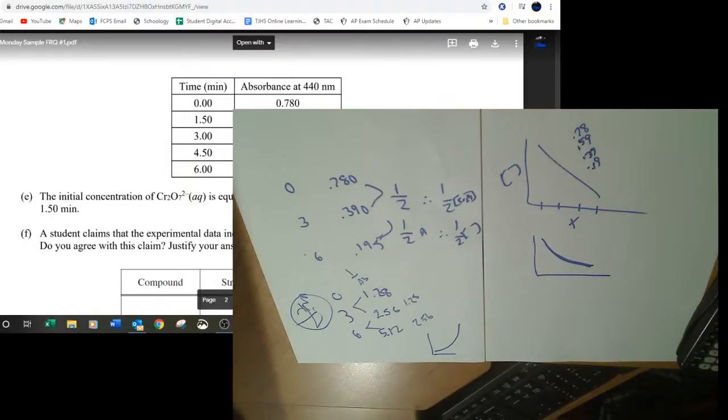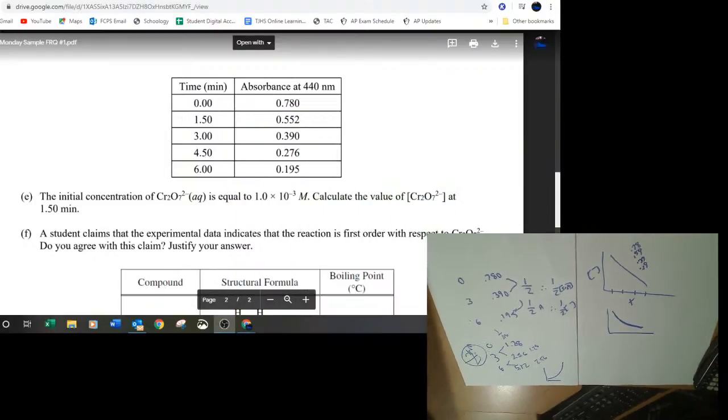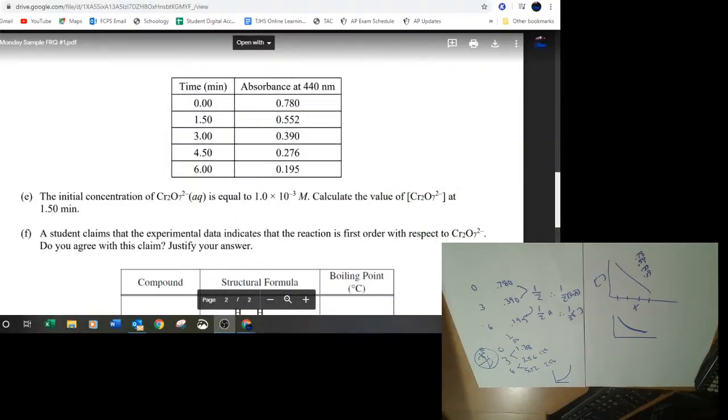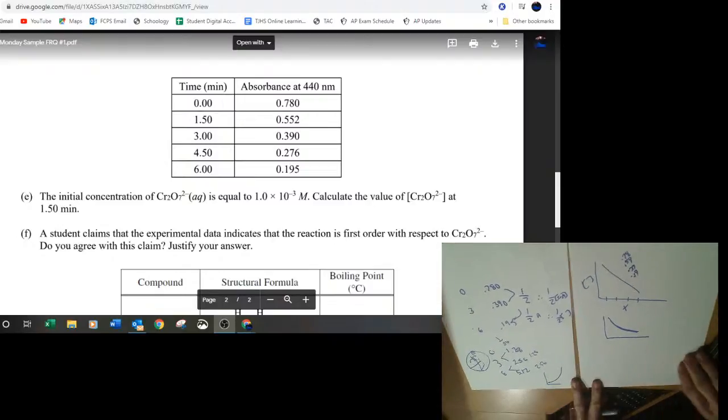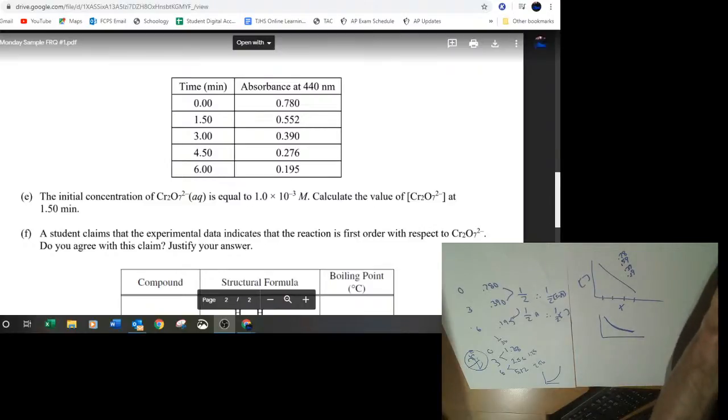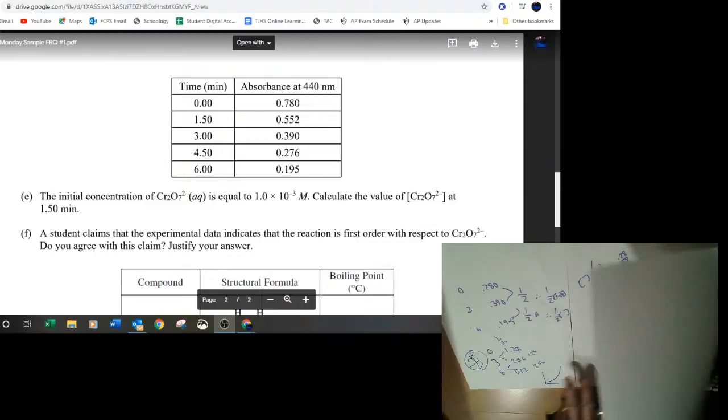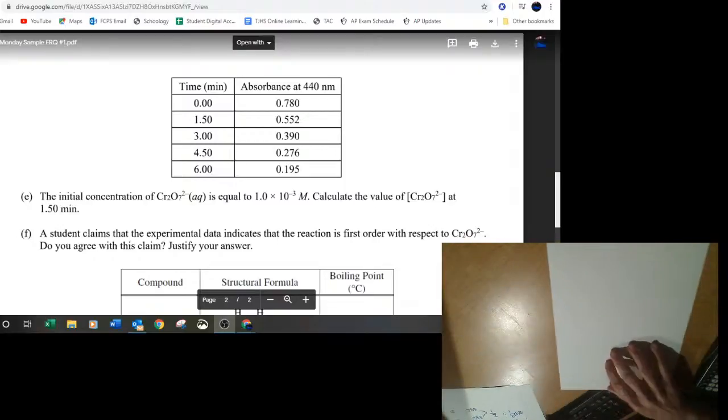if we look at the question, it basically says a student claims that this is first order. Then we just have to look at these data and see how they behave. Okay, so hopefully that helps. So another 30-second review. Since I'm doing this, and I'm going to put this up in case people can use it, I'll continue along.